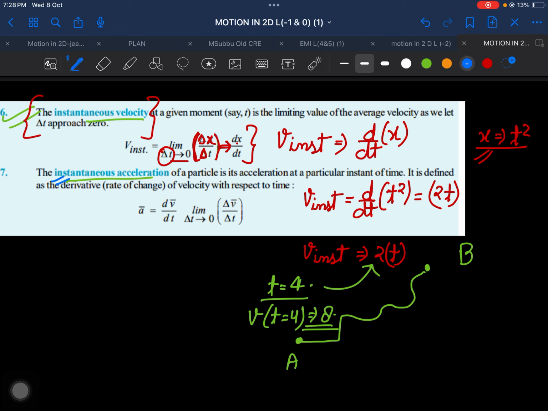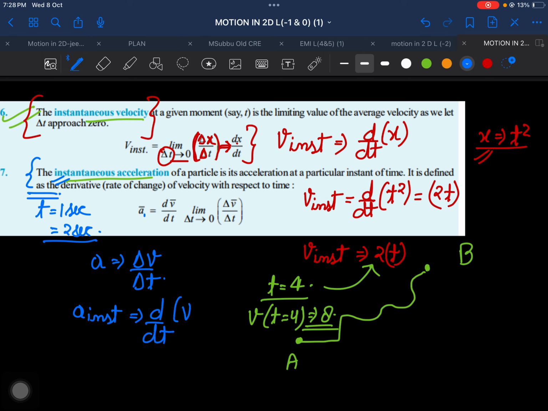Physically, instantaneous means the acceleration at a particular instant, at t equals 1 second or at t equals 2 seconds. How will you find this? Acceleration is delta v by delta t, and this is your average acceleration. So your instantaneous acceleration will be when delta t tends to 0, and it becomes the differentiation, d by dt of your velocity.